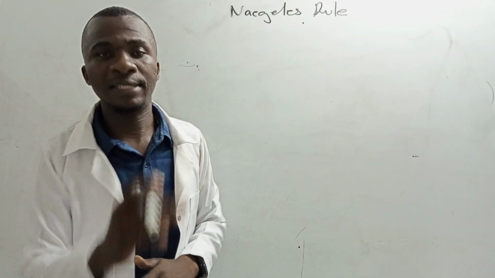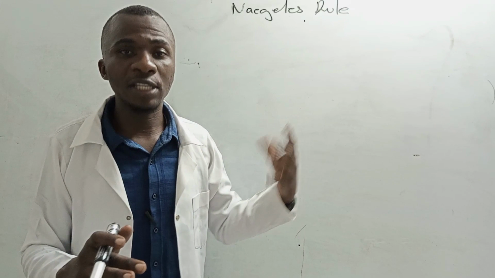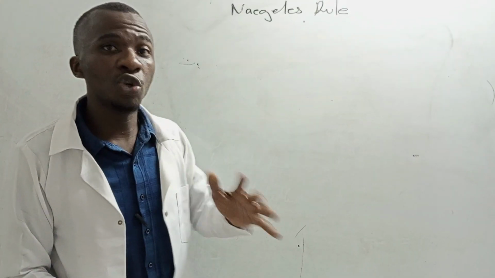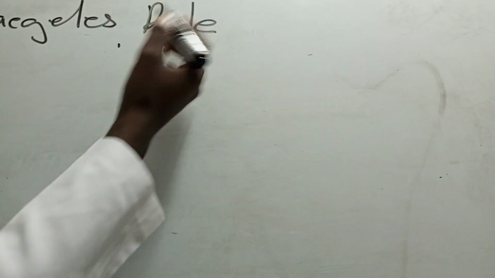Okay, so let's get started and let's look at the first examples we are going to have in terms of EDD calculation using Nagel's rule. Let's look at the first example.